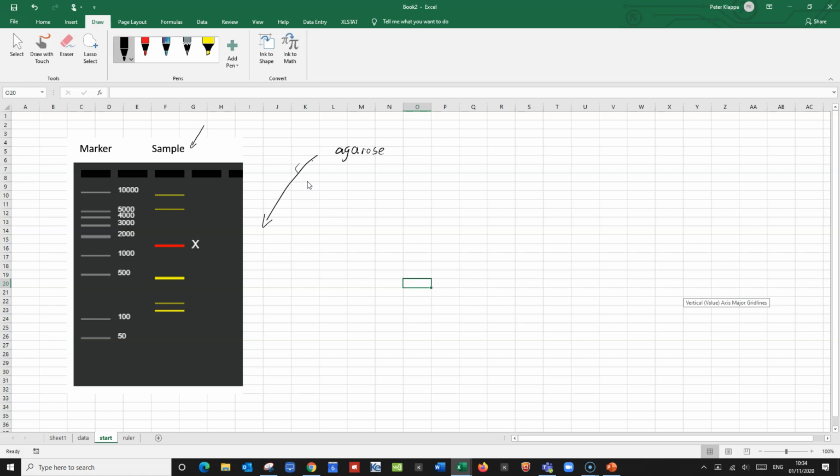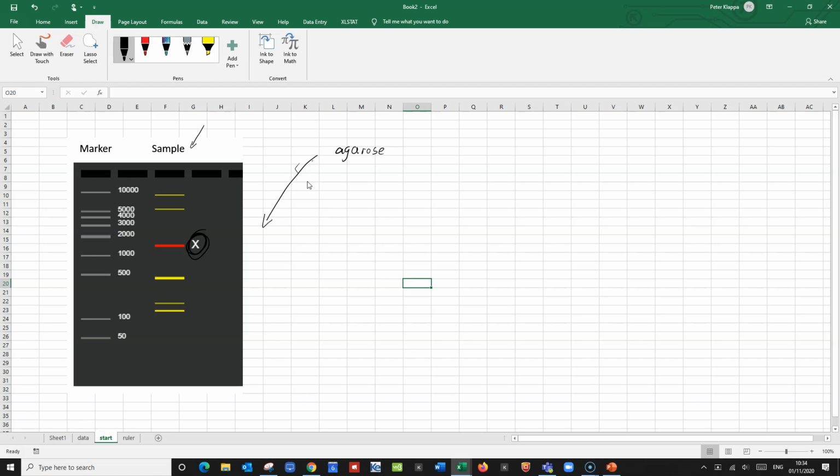And in particular, we want to analyze this band here, this labeled X, the red band. We want to know what fragment size this band X is. And that is a very, very common problem that we encounter in any molecular biology lab.